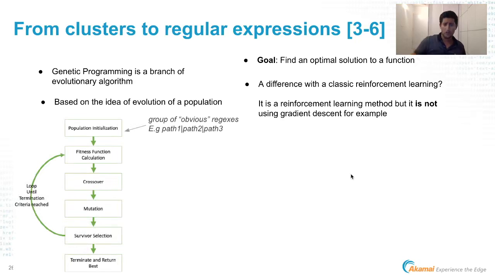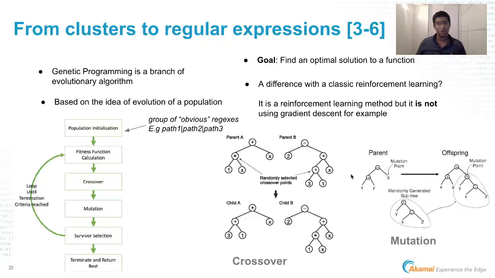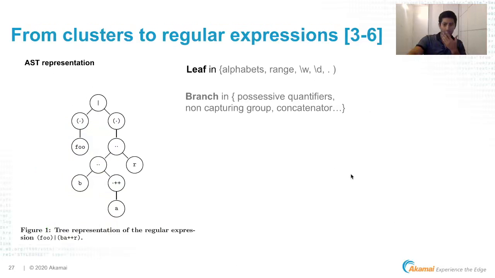This is the flow. You start with a group of basic solutions. For example, one solution for regex will be path 1 by path 2 by path 3, and then you apply evolution mechanisms, which are crossover and mutation. Crossover is basically the mother and the father mixing their DNA to create children. And mutation: you take one solution and modify a part of it. You repeat until you reach the criterion. We'll get to the criterion.